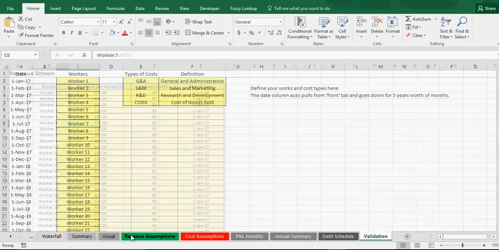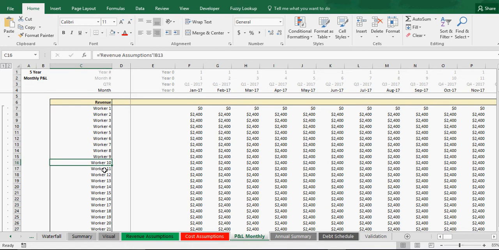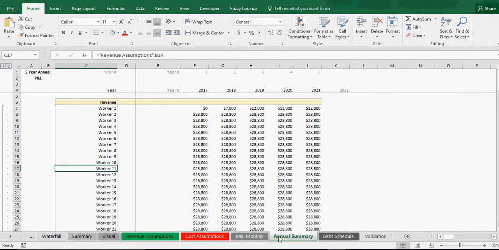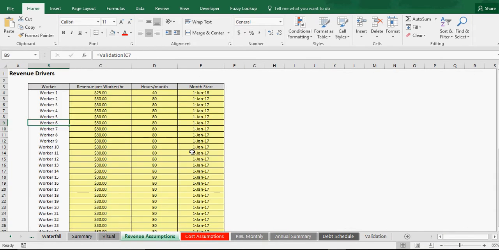and then it flows through to here, as well as the cost assumptions and the P&L monthly and annual. So everything has to match, because this formula is looking up this name uniquely within this table to tell if they should have started yet, and how much money they're earning for the business. So that's revenue. I mean, that's all you got. Basically, you send people out to work and you bill the businesses they work at or the offices for a rate.